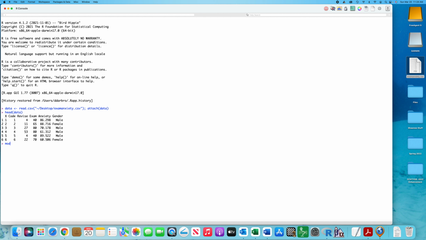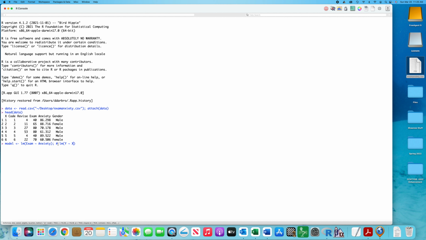So once we get here, it's cool stuff, right? Let's just run a model. Let's say we want to predict the exam score from anxiety. And remember, the format of this is lm(Y predicted from X).